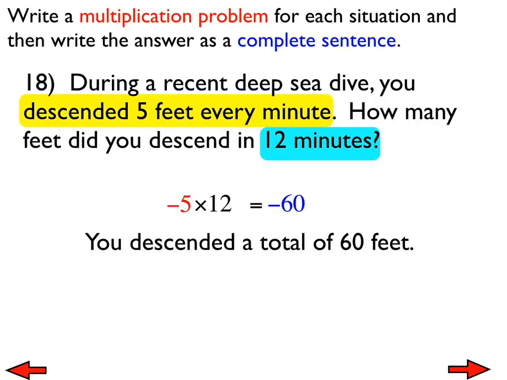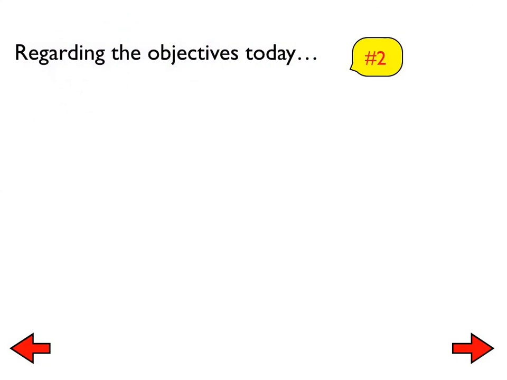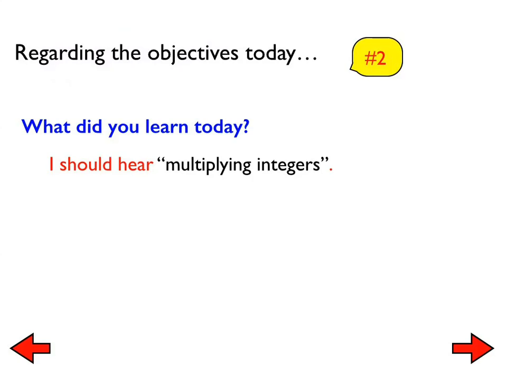So if you were to summarize what you learned today, what would that be? Multiplying integers, exactly. Okay, we are finished for today. Get your name on today's homework, and go ahead and get started.